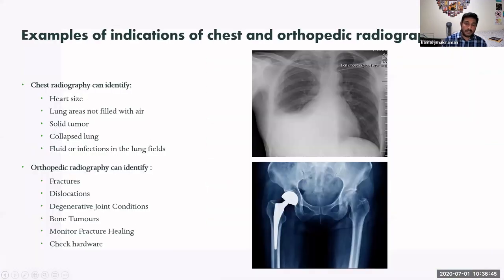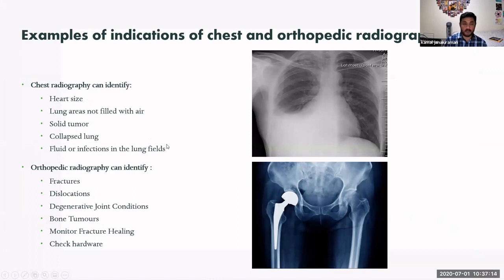Now, commonly the physiotherapist sees two kinds of radiography. One is the chest, another is the orthopedic. These are two common things. So what can chest radiography identify? Normally, for example, it can identify lung size, lung areas filled with air or not, solid tumor, collapsed lung, fluids or infections in the lung.